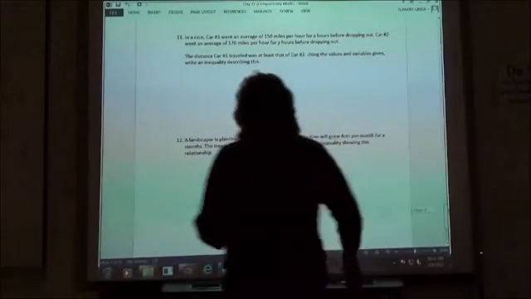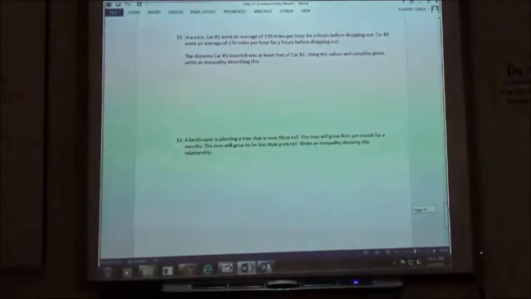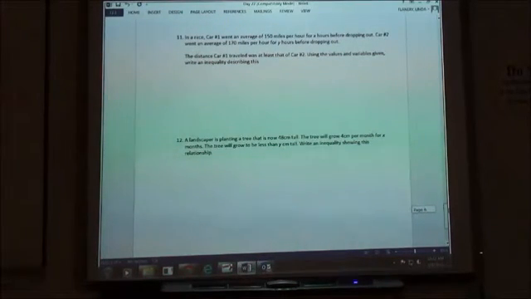Number 11, in a race, car 1 went an average of 150 miles an hour for X hours before dropping out. Car number 2 went an average of 170 miles an hour for Y hours before dropping out. The distance car 1 traveled was at least that of car 2. Using the values and variables given, write an inequality describing the situation.